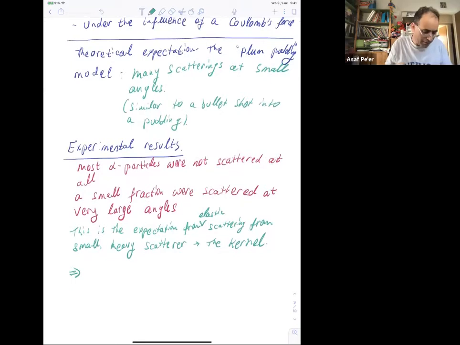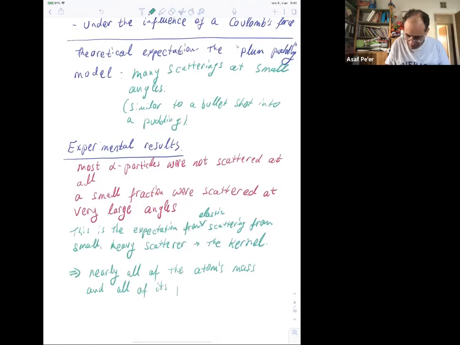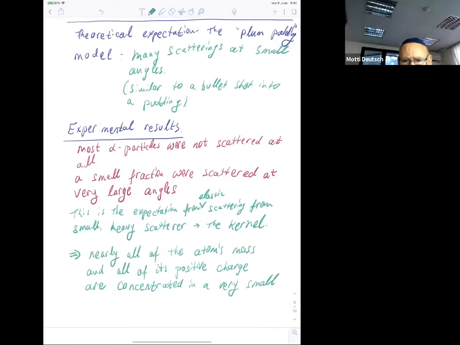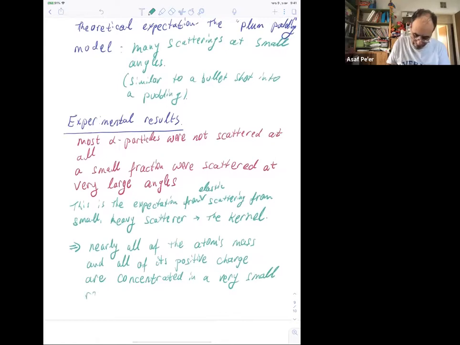Right, nearly all of the atomic mass and all of its positive charge are concentrated in a very small radius. This is the kernel, radius of 1 Fermi.